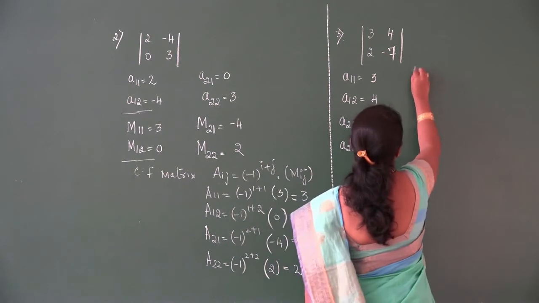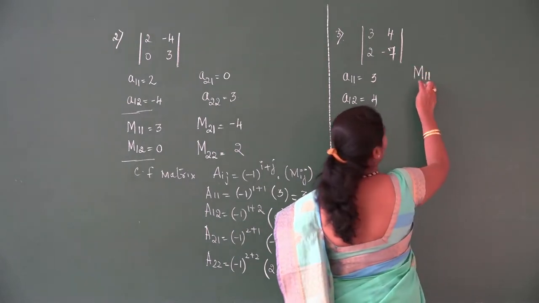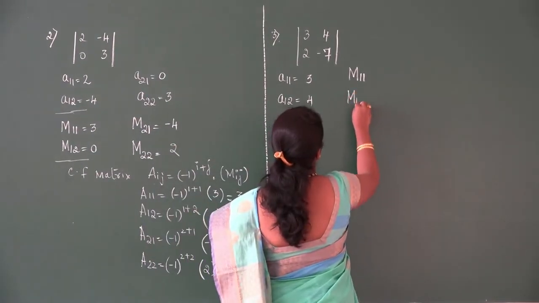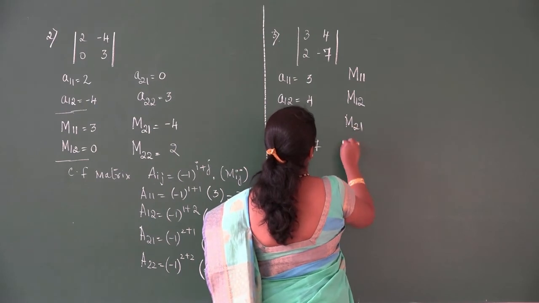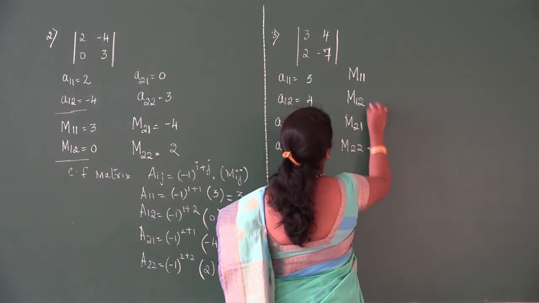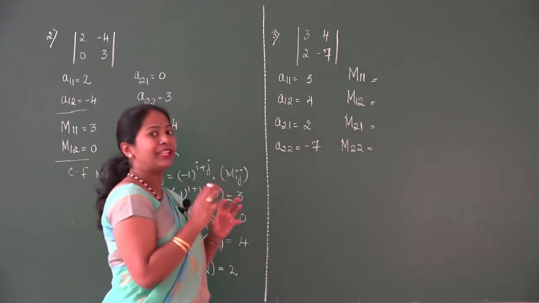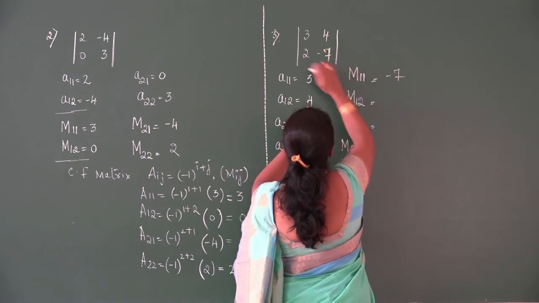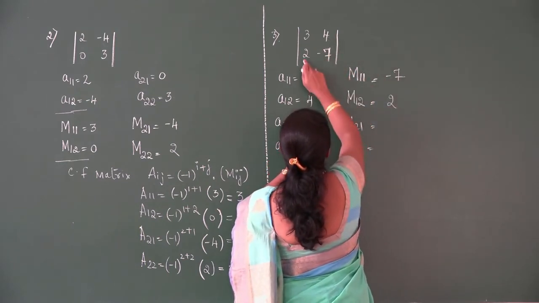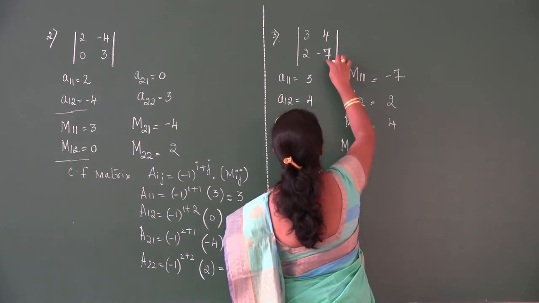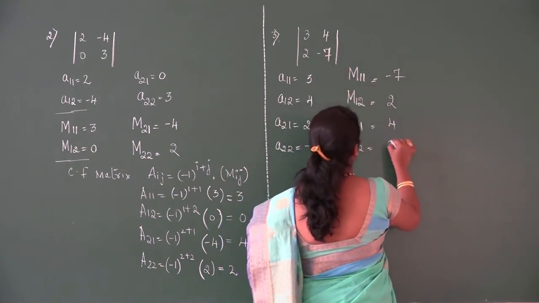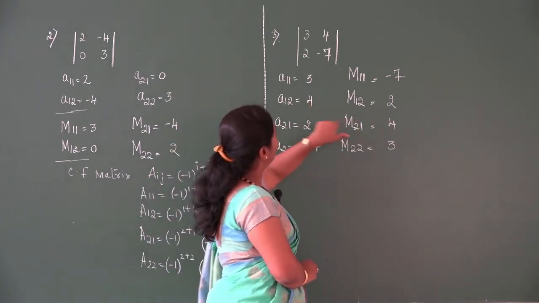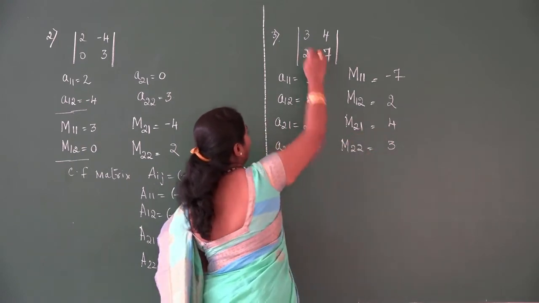Now, we shall find out the minors, which are denoted by Mij in general. With regards to this problem, it will be M11, M12, M21 and M22. So, what is M11? That is, what is the minor of the element 3? The element opposite to 3 is nothing but minus 7. Similarly, opposite to 4 will be 2. M21, opposite to 2 will be 4 again. And which is the element opposite to minus 7? That is nothing but 3. So, the minors are minus 7, 2, 4 and 3.